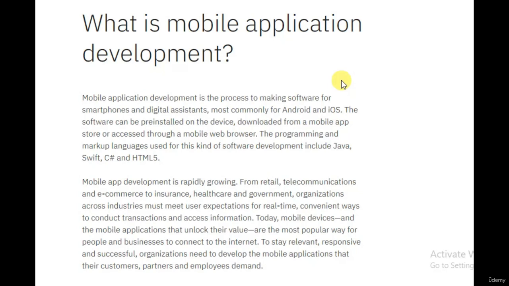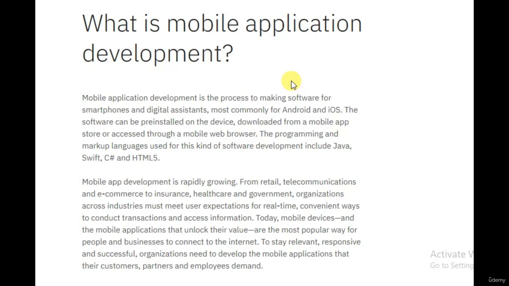The software can be pre-installed on the device, downloaded from a mobile app store, or accessed through a mobile web browser. The programming and markup languages used for this kind of software development include Java, Swift, C Sharp, and HTML5.